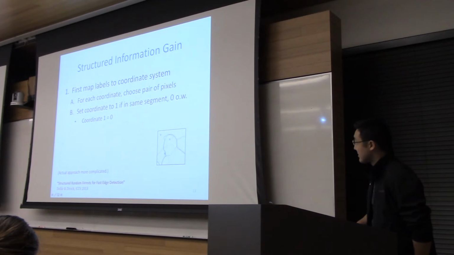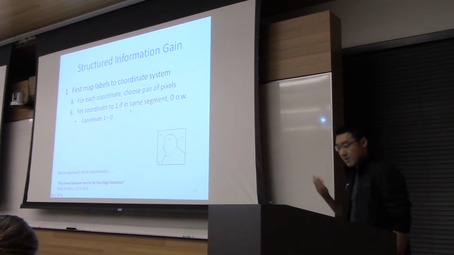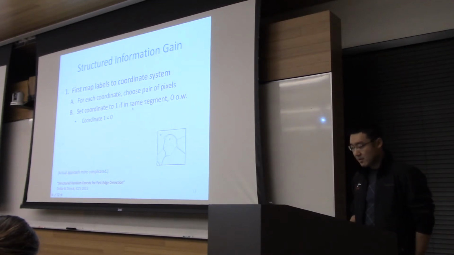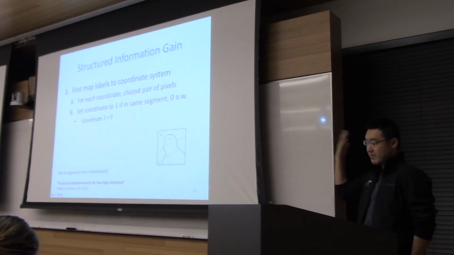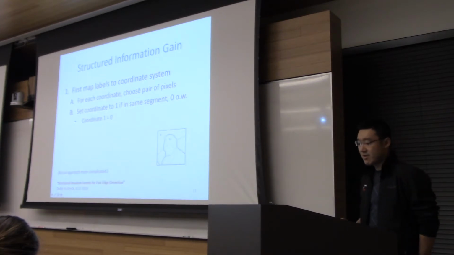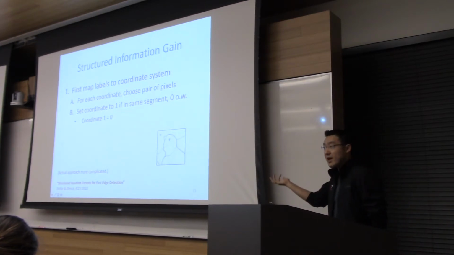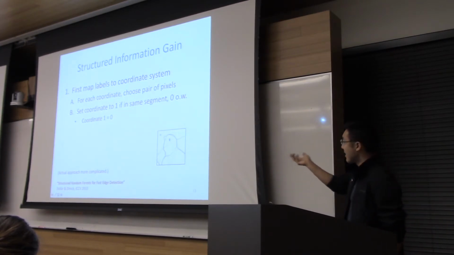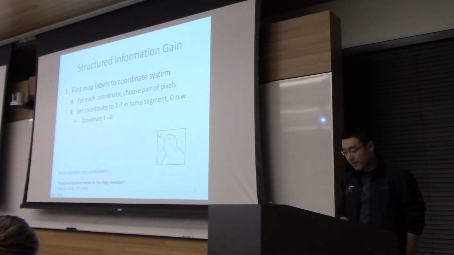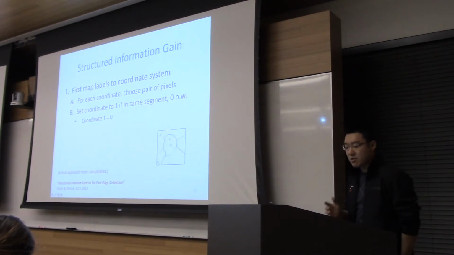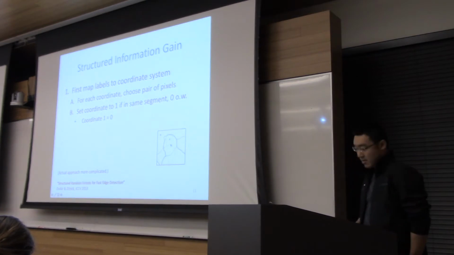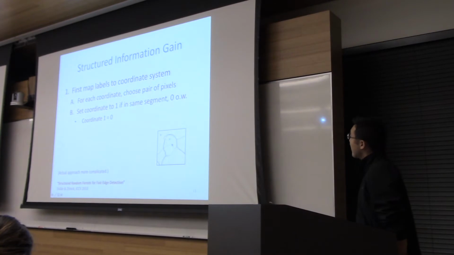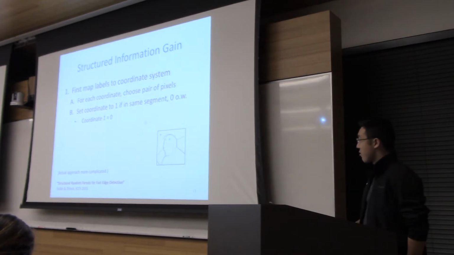So in this particular example, let's say the first coordinate in the vector space we're going to create corresponds to these two pixels, right? And for this particular image patch, in terms of the labels, these two pixels do not belong to the same segment, right? There's an edge boundary that separates these two pixels, so we're going to set the coordinate value to 0. Okay?